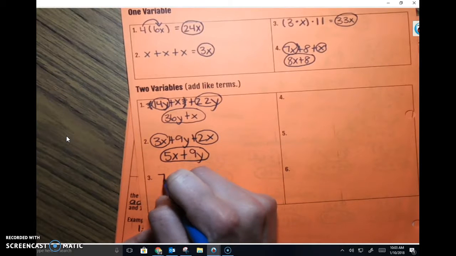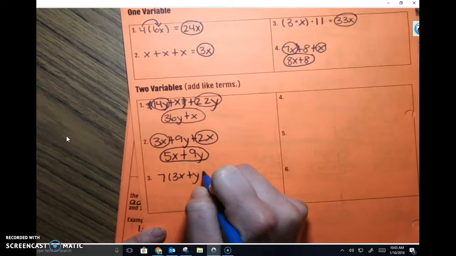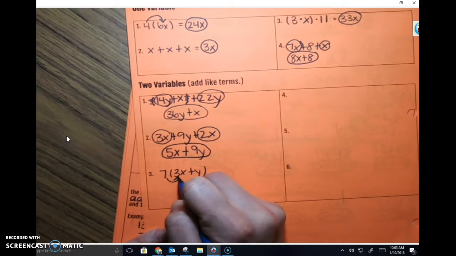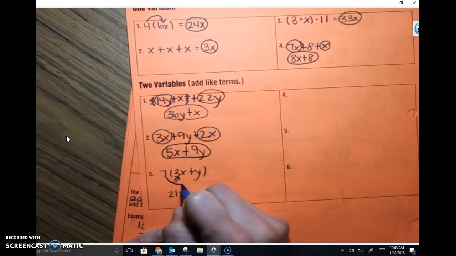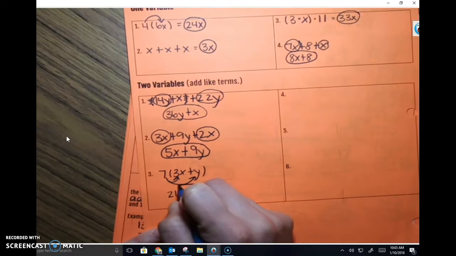Our next one is going to be 7, and then 3x plus y. This is the distributive property. So we're going to do 7 times 3x is 21x. And then 7 times y is 7y. And that's your answer.